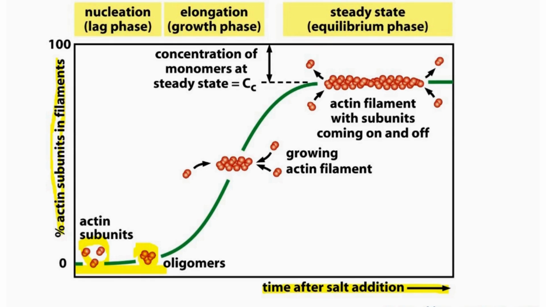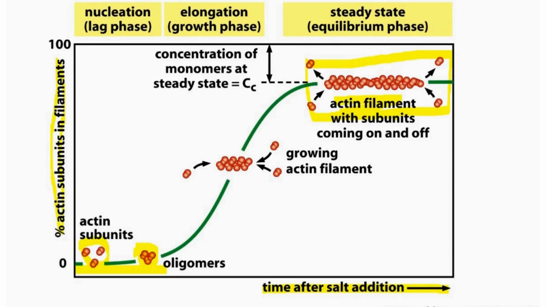So we have growing of the actin filament. The phase where the continuous growth of actin filament takes place is also called the elongation phase, the second phase in this graph. Elongation continues, and finally we come to a state wherein subunits are continuously being added to the actin filaments as well as being removed. This is also called a steady state, where subunits are coming on and off. So this is the final stage of this nucleation graph.